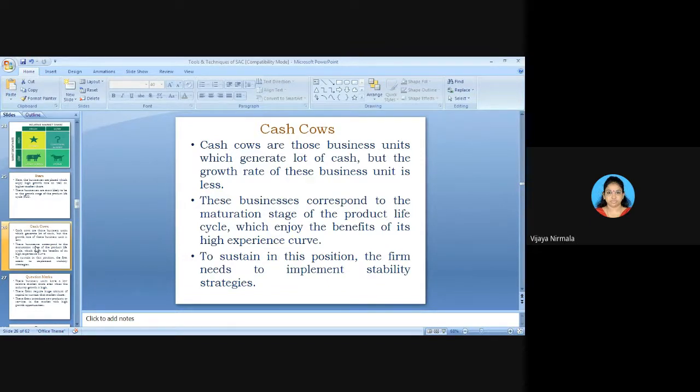So milk consumption is high, the market share is more, but the number of milk sellers is low, right? So that's the same. The relative market share is high, the market growth rate is less. That is called cash cows.